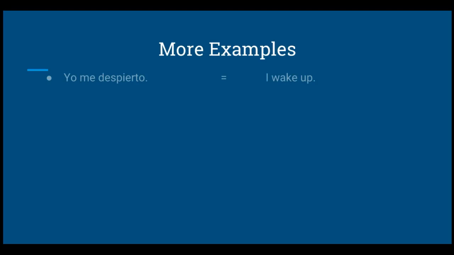Here's some more examples. Using the verb despertarse, which is to wake up. If I want to say just in the most general sense, in the present tense, I wake up, yo me despierto. Despertarse happens to be an e to ie stem changing verb. Let's look at an example where we use the infinitive form of it. Yo voy a despertarme. I'm going to wake up.